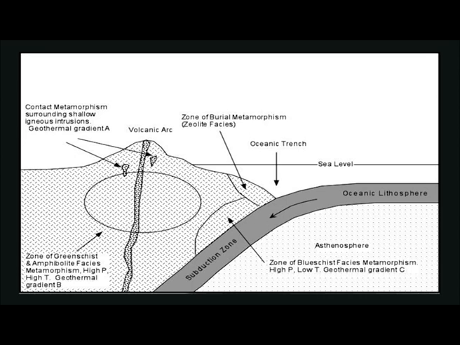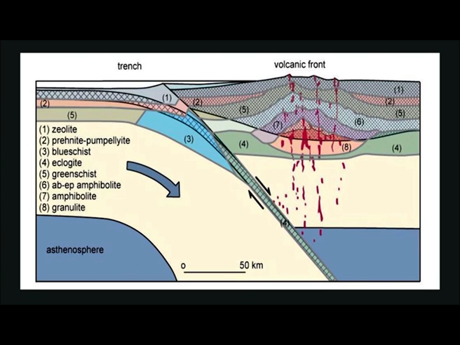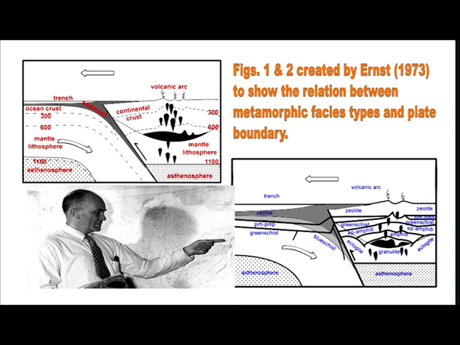After the discovery of plate tectonics, it became clear that glaucophane-jadeite metamorphism is associated with subduction zone metamorphism. Ernst, who recognized the study of high pressure-temperature metamorphism, could suggest information about the dynamics of subduction zones and the evolution of plate tectonics over time. Figures 1 and 2 were created by Ernst in 1973 to show the relation between metamorphic facies types and plate tectonics.